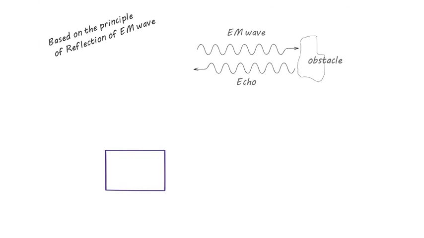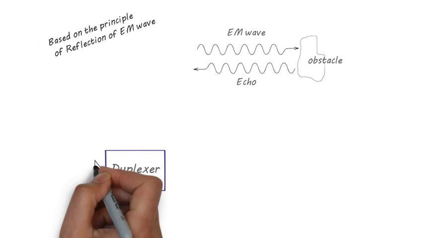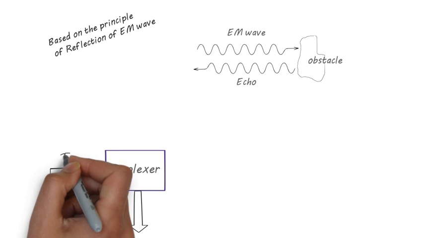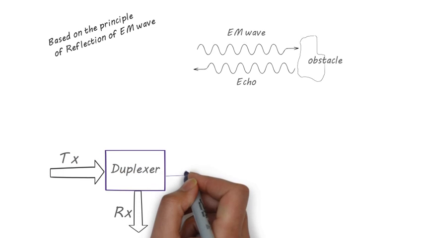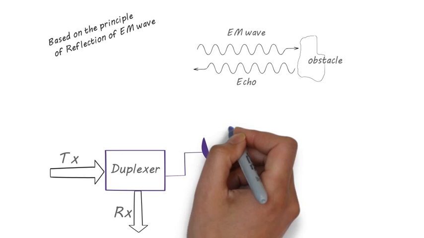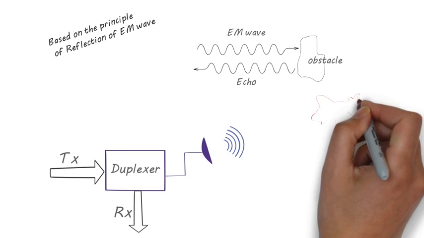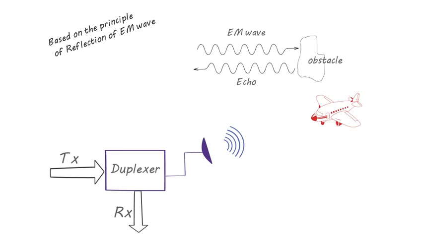A radar consists of a duplexer that works as both transmitter and receiver, and it has a dish that directs the transmitted signal towards the target and also receives the incoming signal.